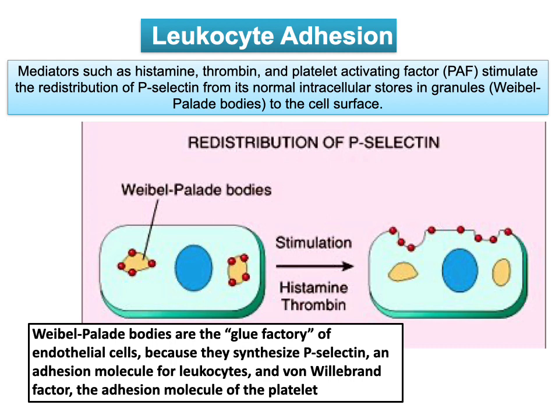Now, for the rolling process, you have molecules known as selectins. Okay? Known as selectins. And these are produced by the Weibel-Palade bodies that are found within the leukocytes. Okay? Selectins are found on the surface of the blood vessels. Okay?